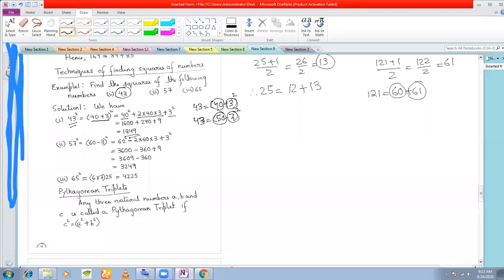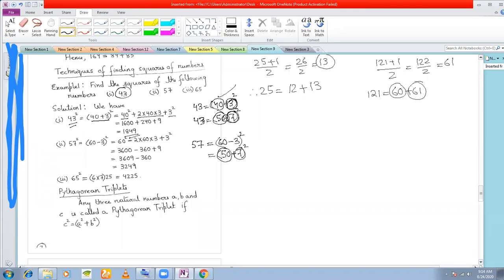Because 7 would be again a big number to deal with, and 3 is a smaller number to deal with, it is better to break it this way, 40 plus 3. And also because you're getting a negative sign here, you want to avoid the negative sign. 57, you break this up as 60 minus 3 whole square. Obviously you can break this up also as 50 plus 7 whole square. In both the cases it will be correct, because the square of 50 is also easy to find, and the square of 7 is also easy to find.